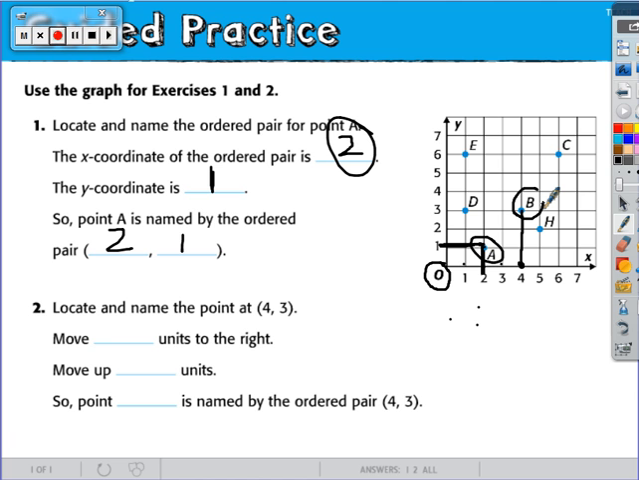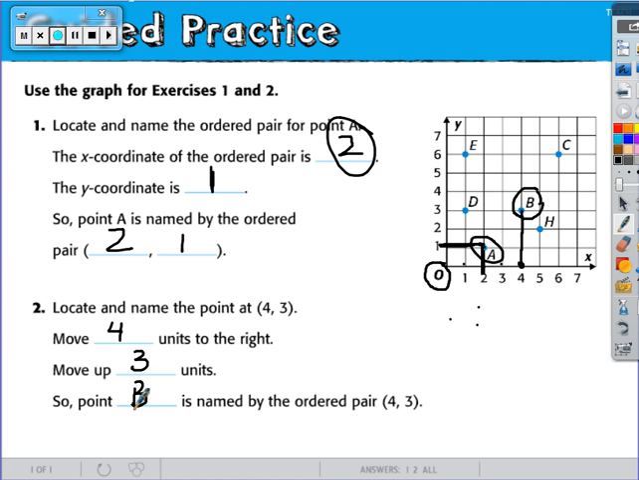And that is the point that I was looking for. So over here, we move 4 units to the right. We moved up 3 units, and we found the point B.